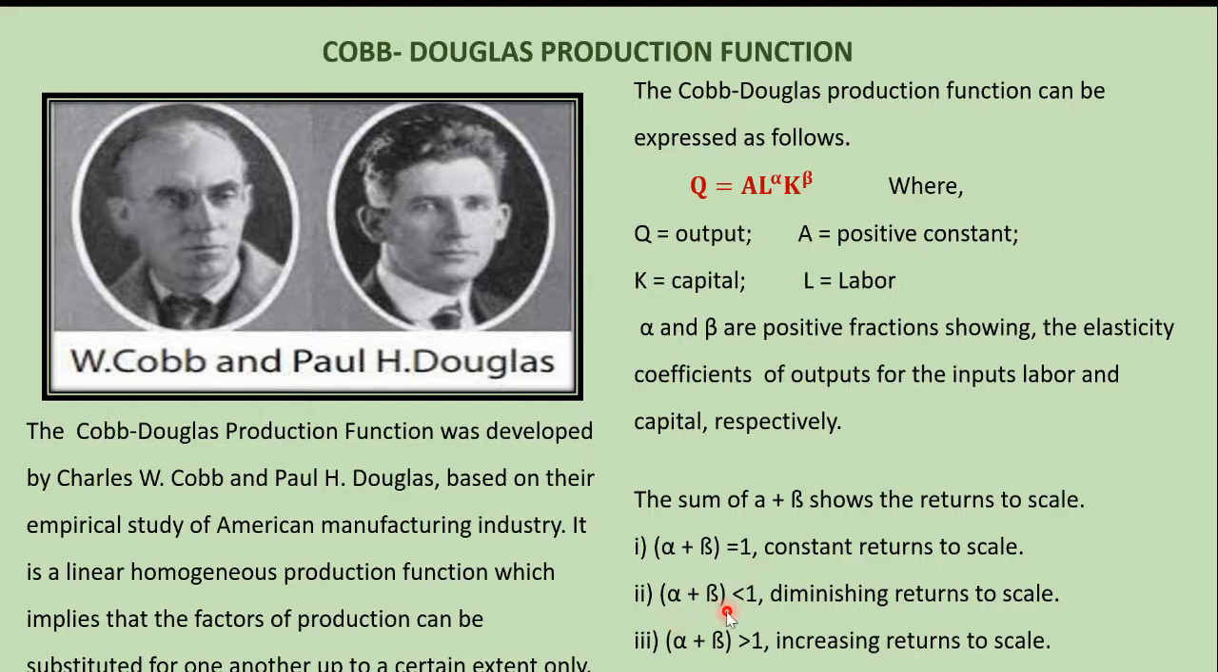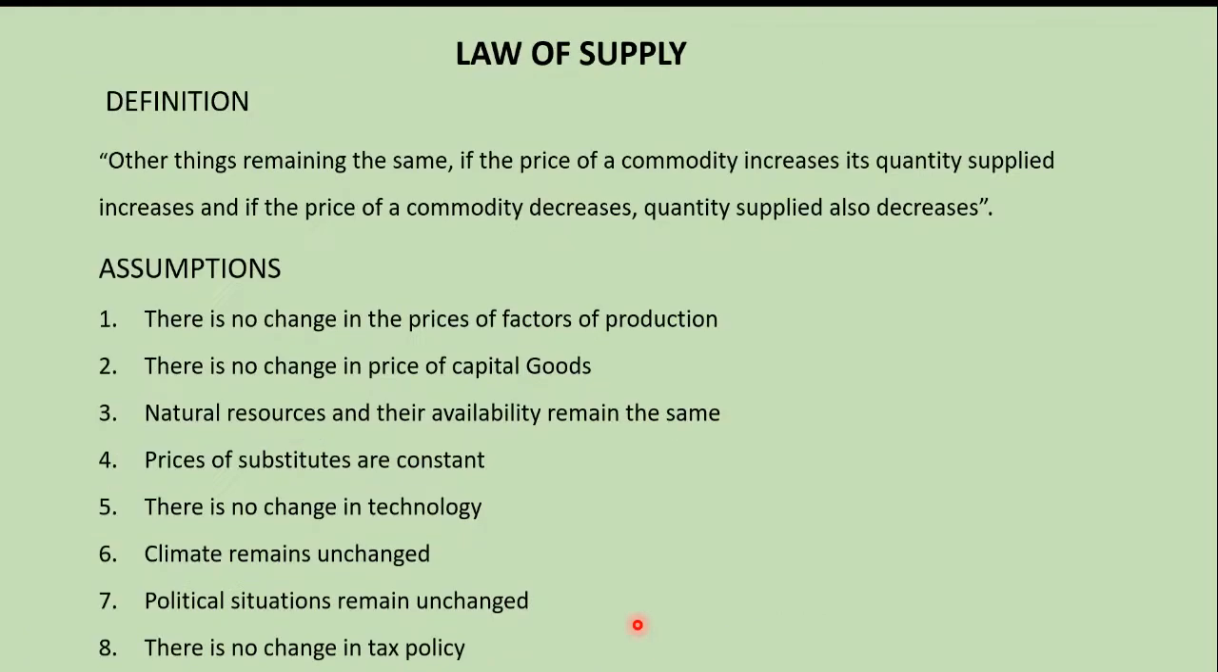If alpha and beta is less than 1, what is alpha? The amount of labor. Beta means the amount of capital. If alpha plus beta is less than 1, then it shows diminishing returns to scale. If alpha plus beta is greater than 1, it is called increasing returns to scale. This is about the Cobb-Douglas production function.